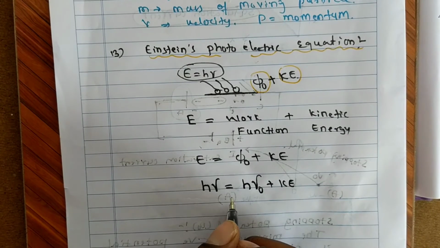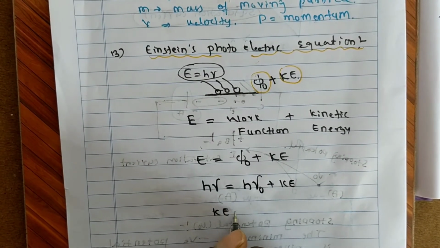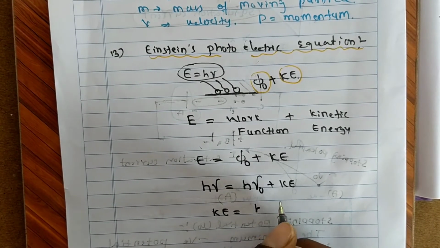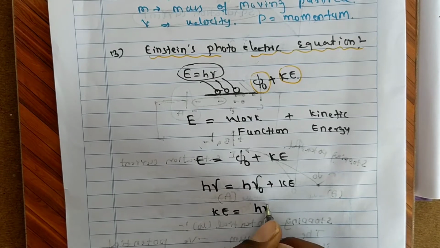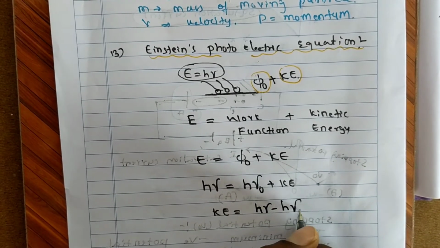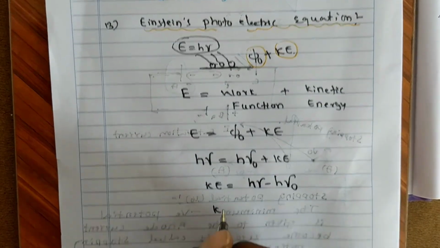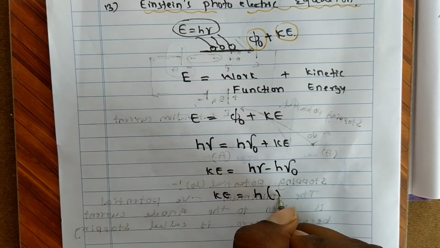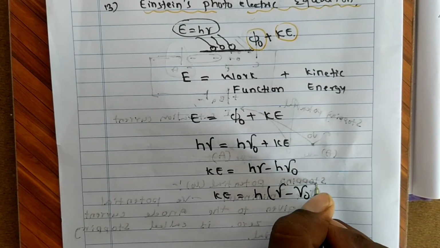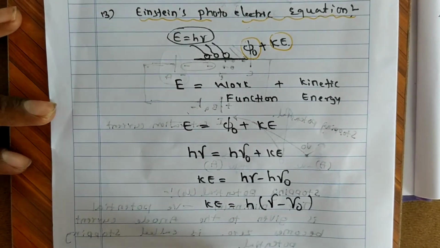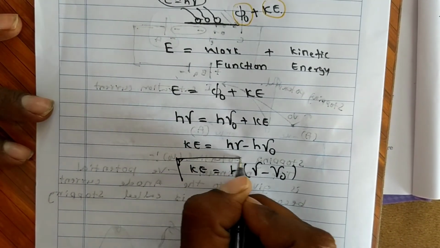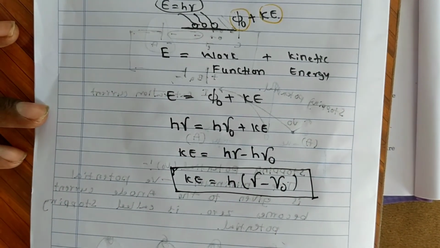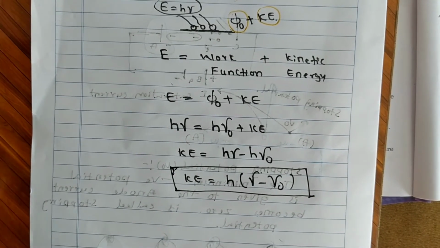Then kinetic energy is equal to h nu minus h nu naught. Kinetic energy is equal to h, taking common, times nu minus nu naught. This is called the Einstein photoelectric equation. For 1 mark you can stop here only.